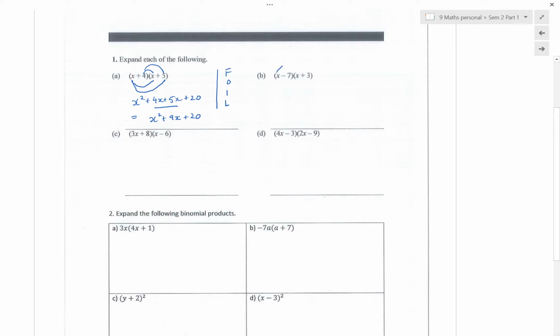So let's do this one. X times x is x squared. X times 3 is 3x. Minus 7 times x is minus 7x. And minus 7 times positive 3 is negative 21.